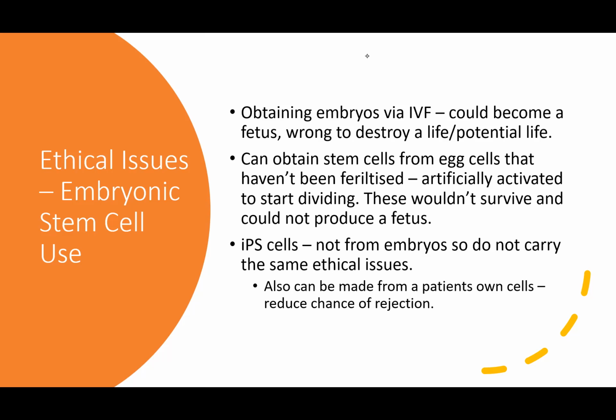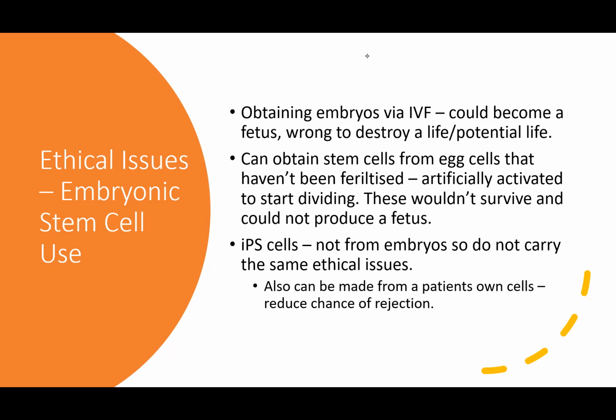And so this is where induced pluripotent stem cells could be really good, because they have the potential to be as flexible as embryonic stem cells, but as they're obtained from adult tissue, they don't have the same ethical issues around them as embryonic stem cells do. It's also possible that the iPS cells could be made from the patient's own cells.